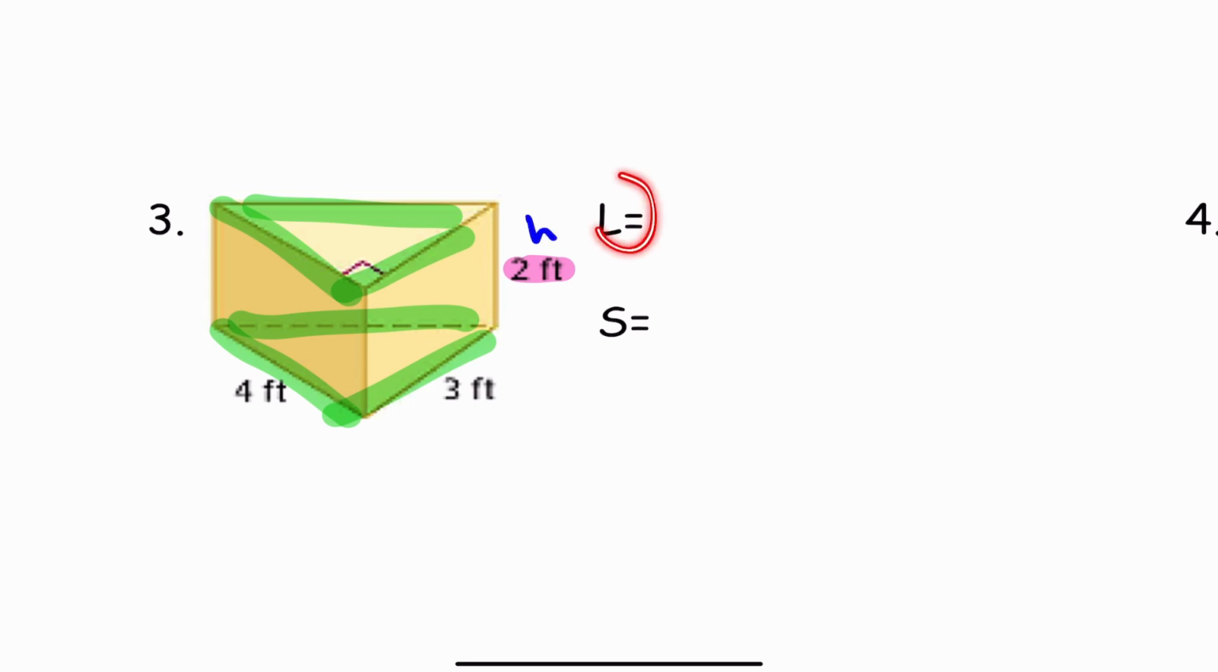And in the lateral area, again, you're trying to find the area of the faces except the two bases. And then this is S, that's the surface area. You're going to include the two bases. You need the area of both bases combined with your lateral area. So the lateral area is equal to the perimeter of your base multiplied by the height, and then the surface area is the lateral area plus the two bases, the area of the base. That's what the capital B is for.